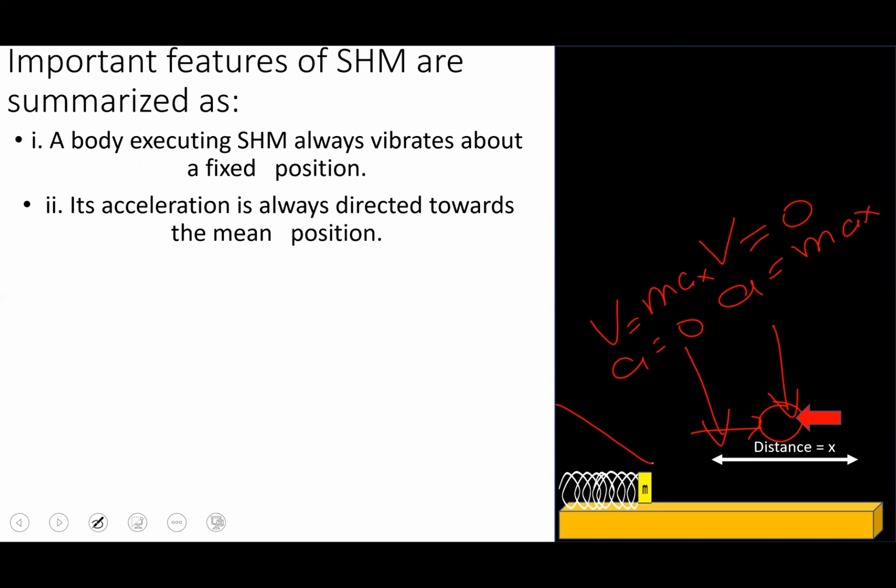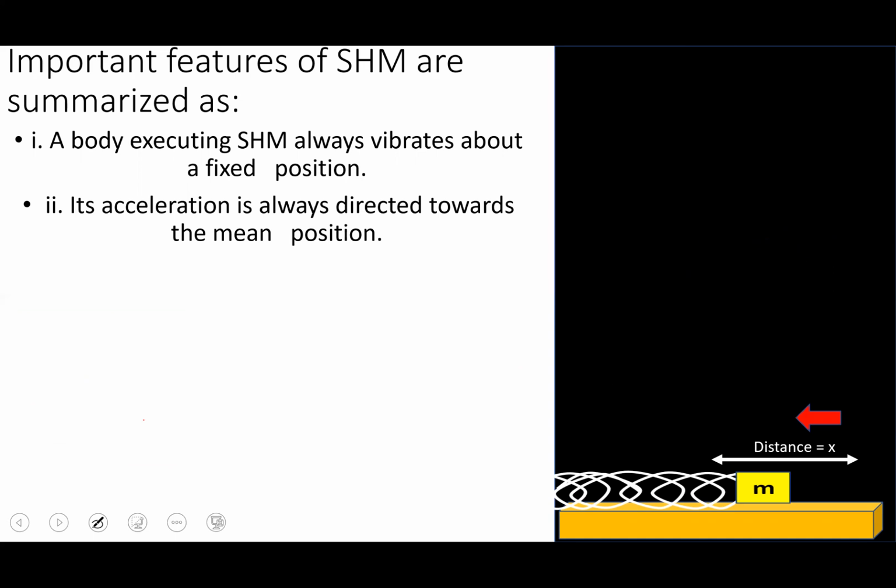At the extreme position over here as well, the velocity will again be zero because it has to change its direction, and acceleration again will be maximum at this point, and you can see it will move back towards the mean position. So how do we explain this whole phenomenon?